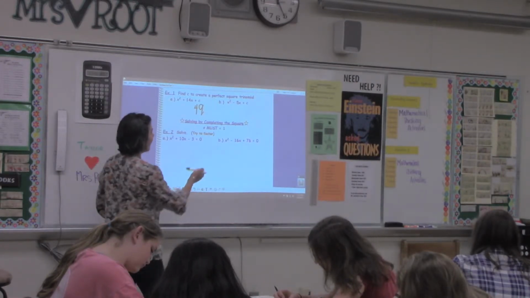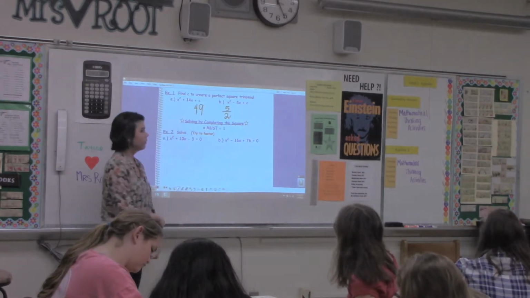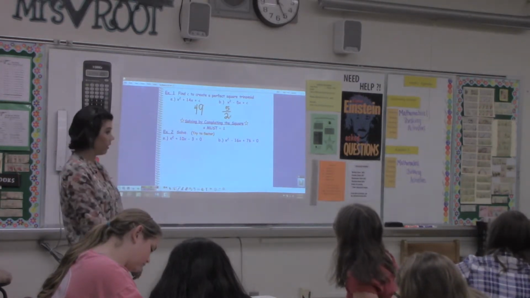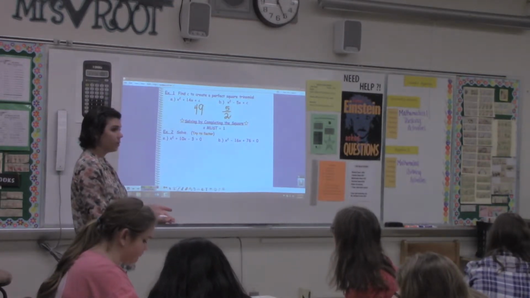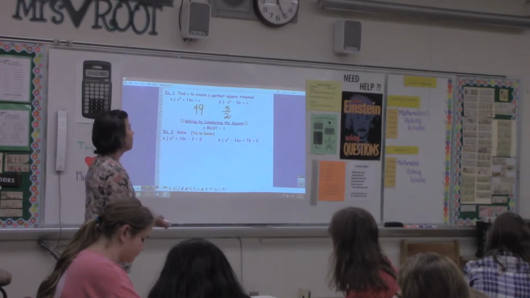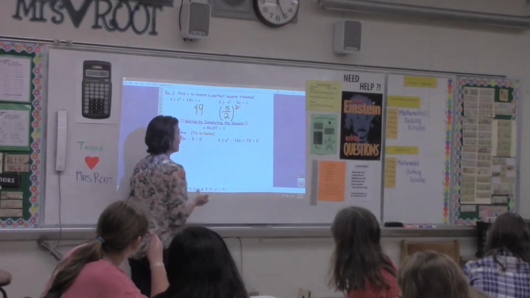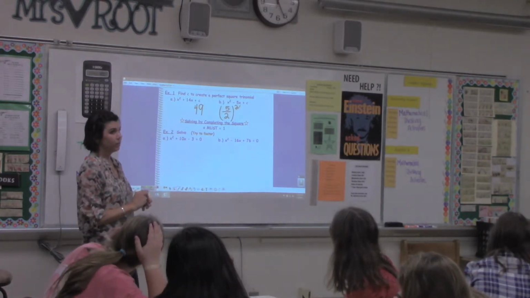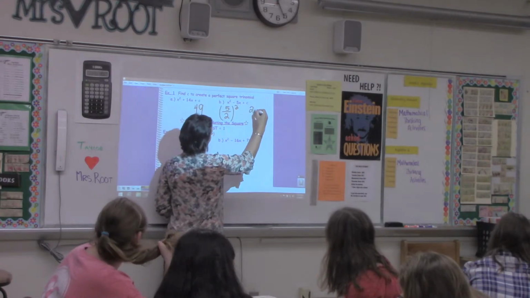Okay, so we're going to take half of 5. It's easier to see this in fraction form than it would be in decimal form. So if we take half of 5, that's 5 halves. Then what are we supposed to do with that? Square it. But when we square it, we have to remember to square the top and the bottom. So C in this case is going to be 25 over 4. Good.